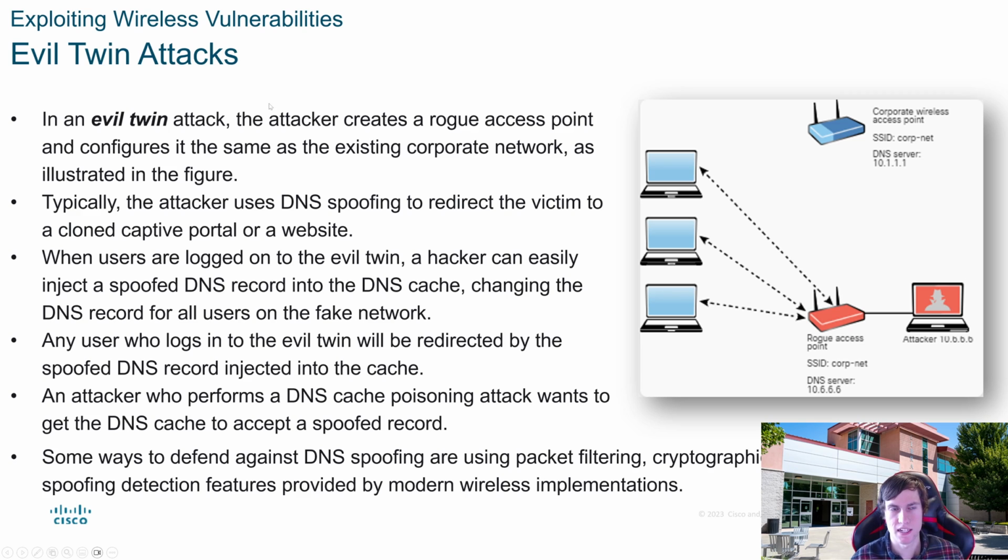So, an evil twin attack using a rogue AP: the attacker creates a rogue AP, or access point, and configures it the same as the existing corporate network. Basically, they're just trying to mirror it. As you see here, the SSID is CorpNet, the SSID is CorpNet. They're trying to make a duplicate as close as they can.